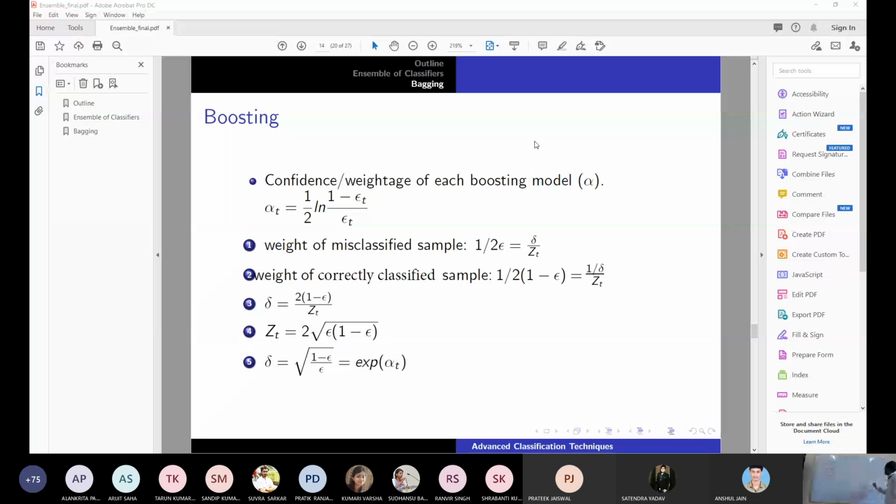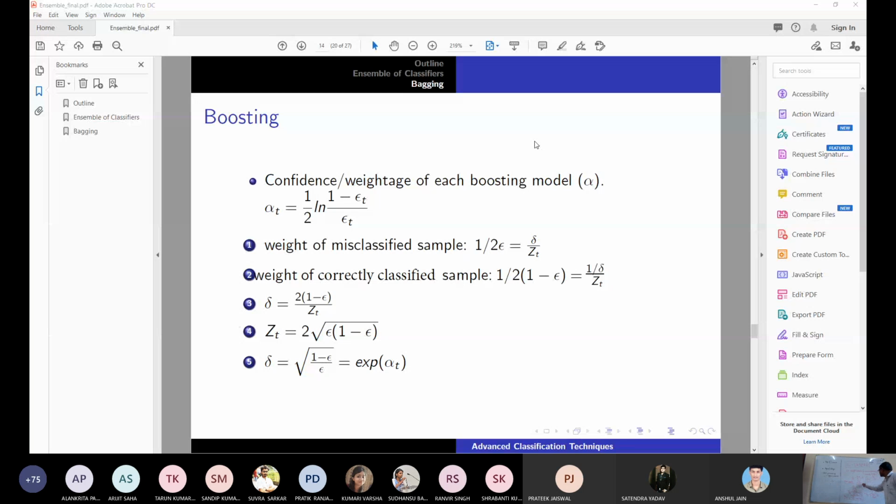Let's say we have this one, so if you simplify it, then it should come zt here. Okay, so 1 by zt, and then it should come 2 into 1 minus epsilon. Is it okay? Yes, sir.